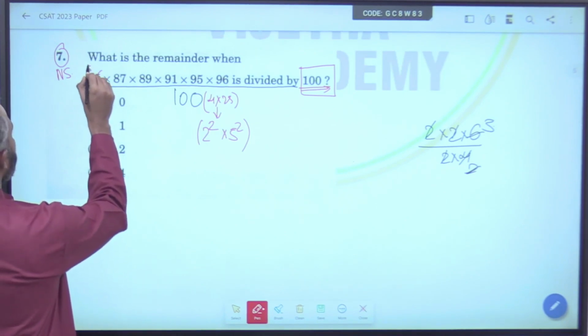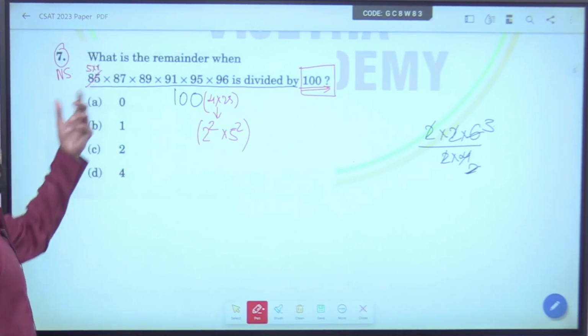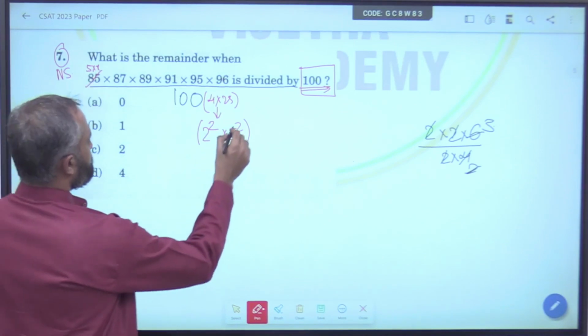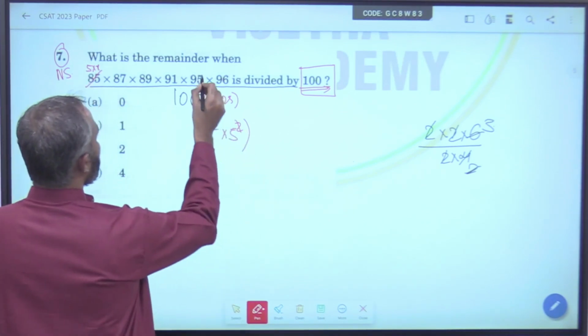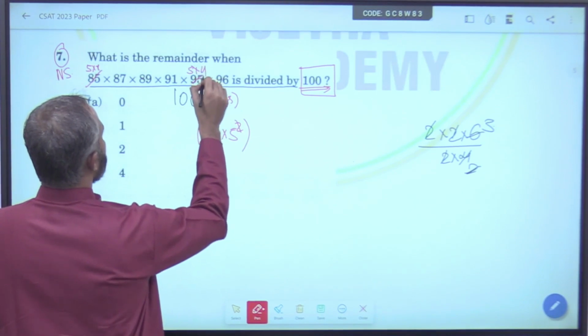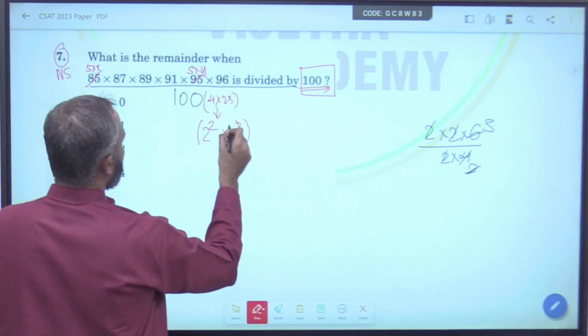So it is 5 into some x. Need not even care what that number is. So 1 5 is gone. Next, one more 5 from here. 5 into some y. Need not even care about y. So 2 5's are gone.